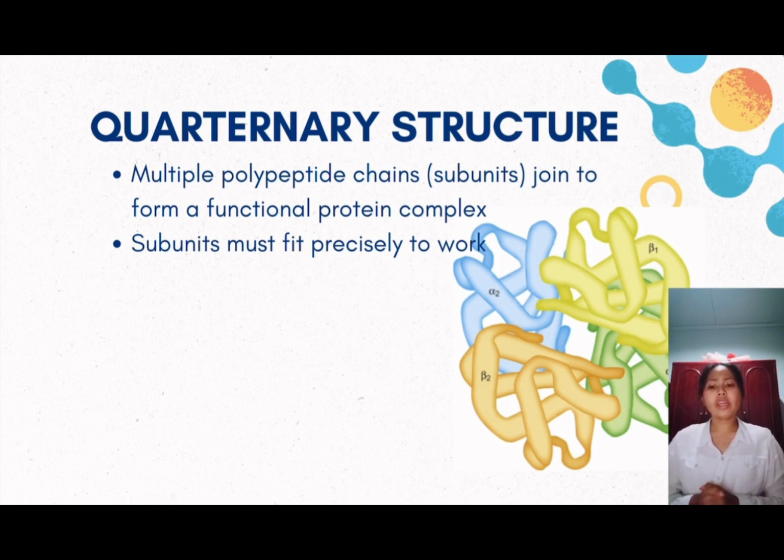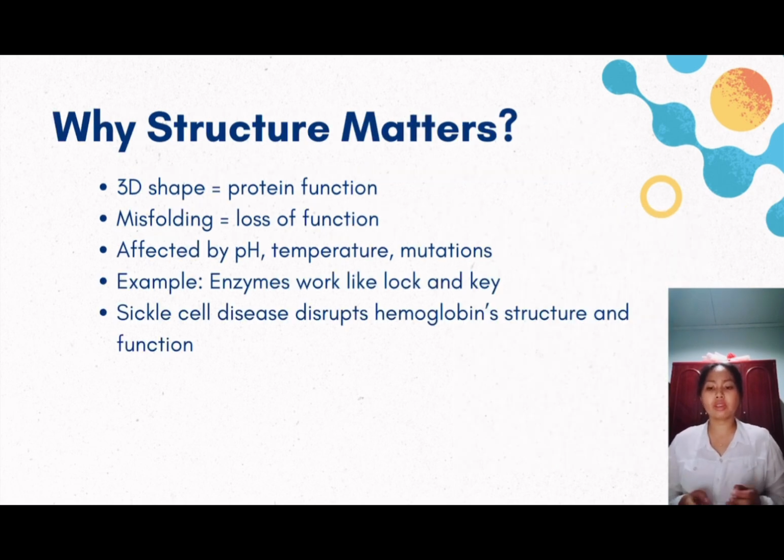Now, why does 3D structure matter? The 3D structure of a protein determines its specific function, whether it's binding to another molecule, catalyzing a reaction, or giving support to a cell. Like for example, shape equals function. So if a protein is misfolded, it doesn't work properly. And enzymes, for example, have an active site that matches their substrates like a lock and key. Also, changes in pH, temperature, or mutations can destroy the structure, which can cause the protein to denature and lose its function.